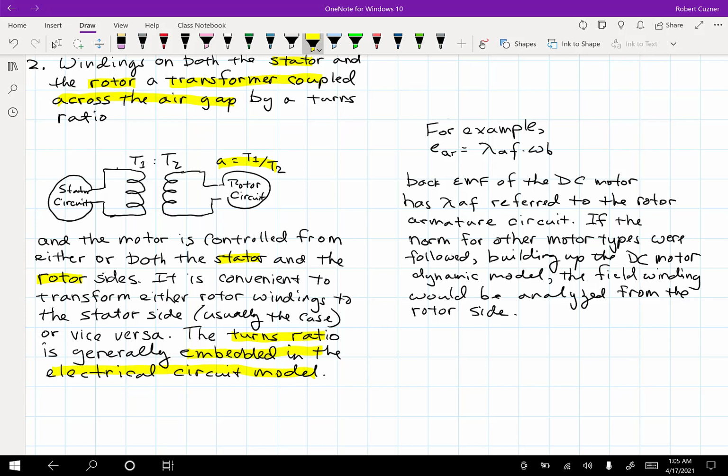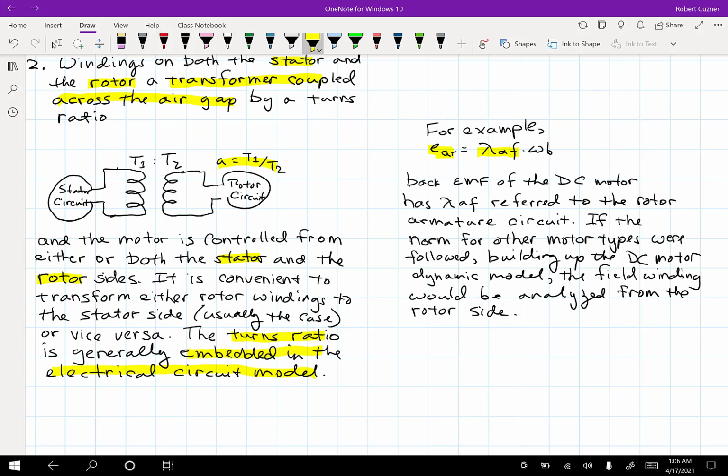We always work with an equivalent circuit where the electrical terms that we're interested in have been referred to one side of these windings or the other. The example is with the DC motor. We have this lambda AF. It's actually the mutual flux linkage between the armature and the field, but it is referred to the armature side of the circuit, which is the rotating side of the circuit. We will see a similar type of model for other types of motor.